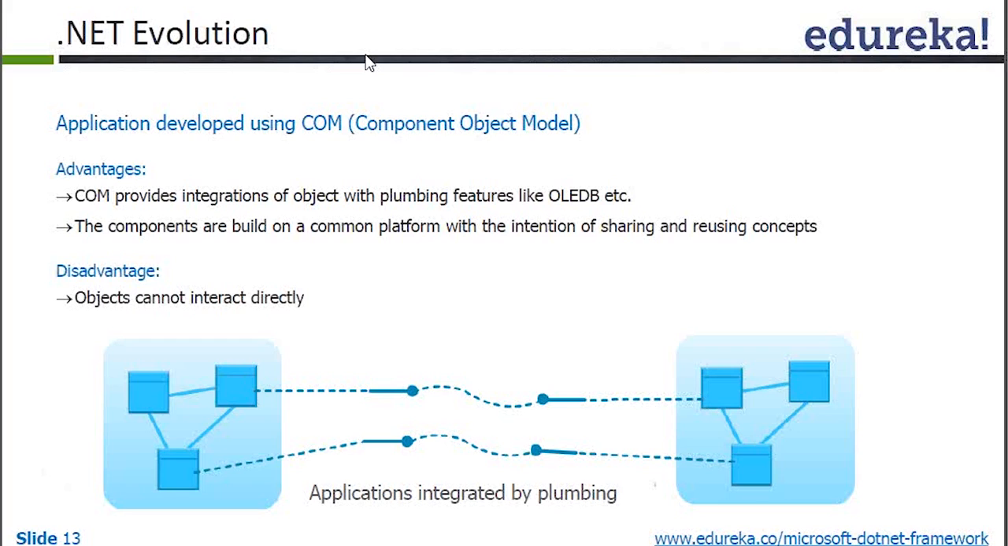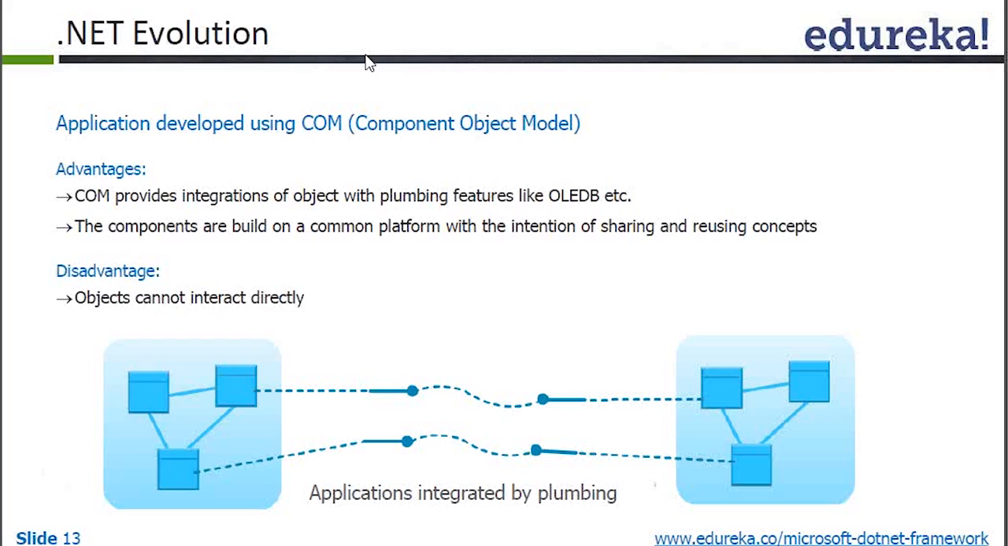Component Object Model allows you to communicate with different objects. I can tell you a small example. My student database can be communicated with the lecturer database or the employee database. COM provides integration of objects with plumbing features like OLEDB, etc. With a COM feature, we can communicate with different components. These components are built on a common platform with the intention of sharing and reusing components.